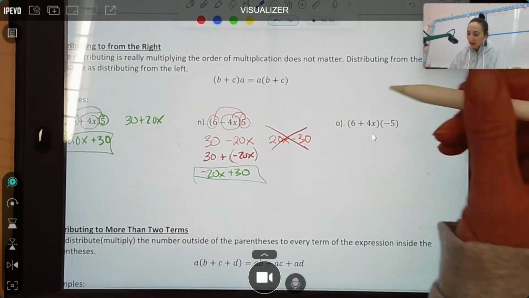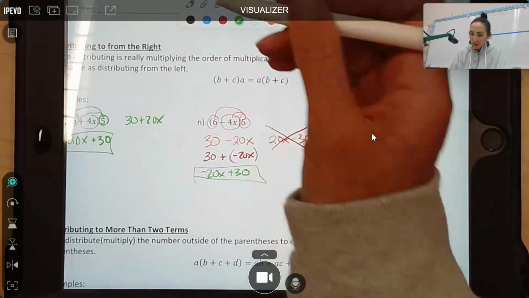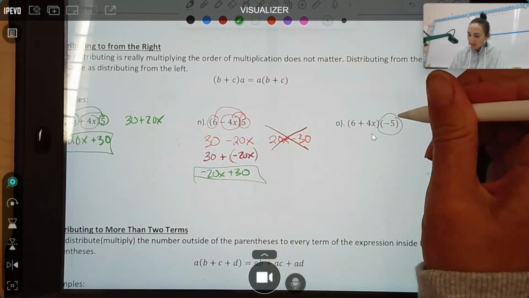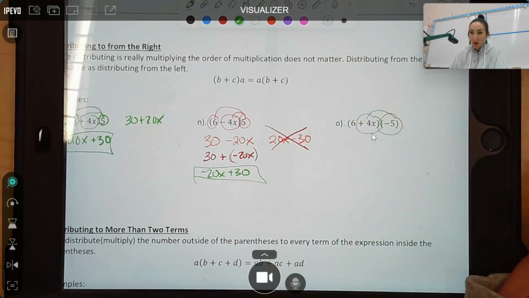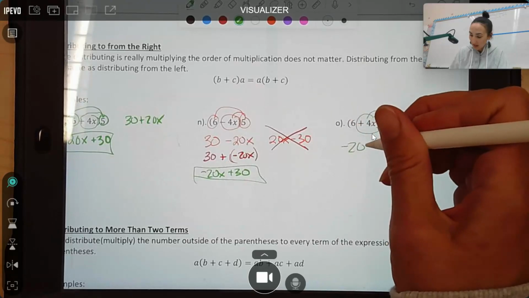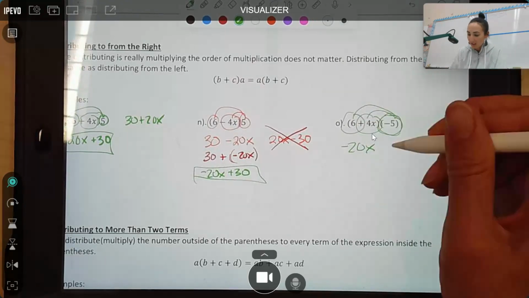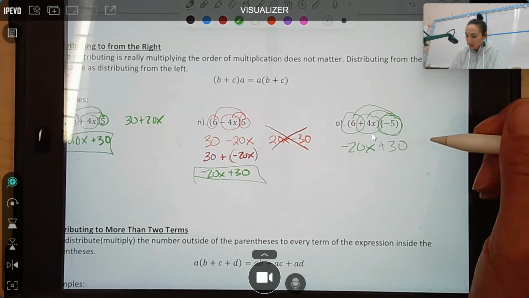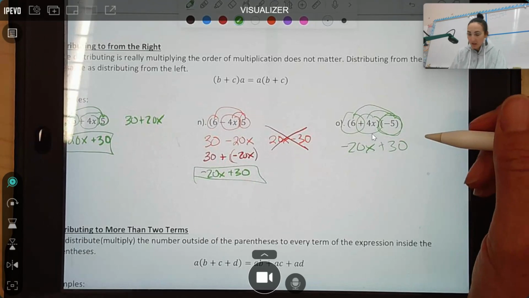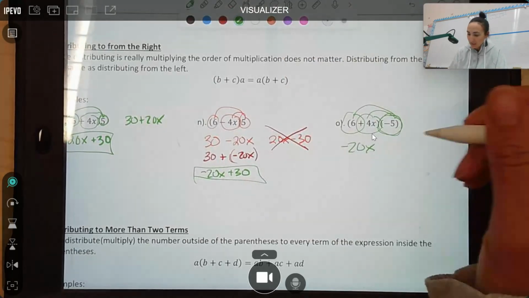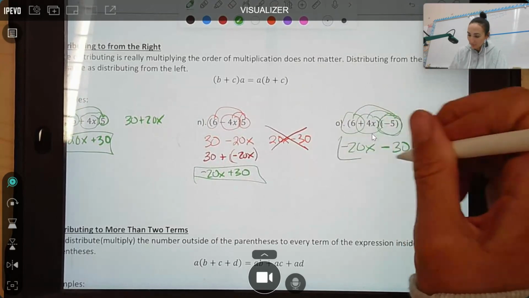Last one, got this negative here. I'm going to do the negative 5 times the positive 4x first and get negative 20x. And then I have the negative 5x times the positive 6, and I get positive. Oops, just kidding. Negative times a positive is a negative. We're ending up with negative 30.